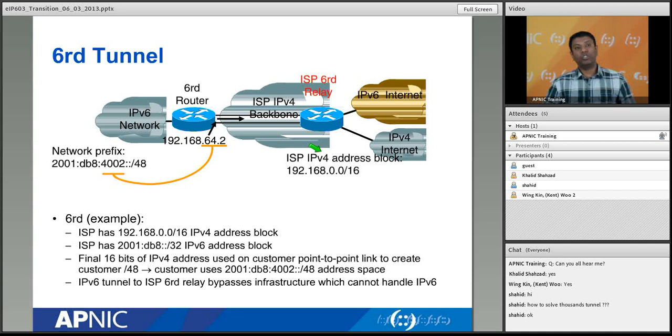How does 6RD work? As I said, 6RD is conceptually the same as 6to4. The difference is that in 6to4, you need to use the special prefix 2002::/16. But in 6RD, no. You use your own prefix given by the registry. So for example, you receive a prefix from the registry, 2001:db8::/32. This is your own prefix. By using your own prefix, you want to deploy IPv6.